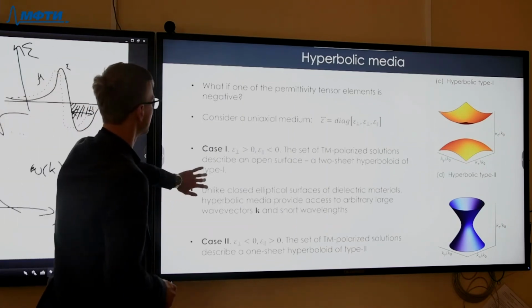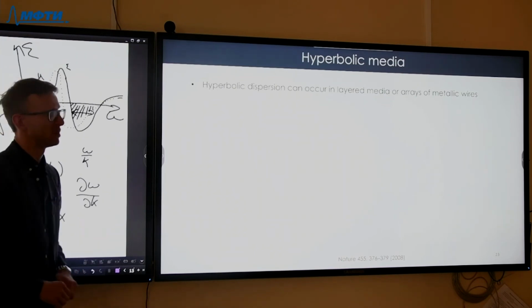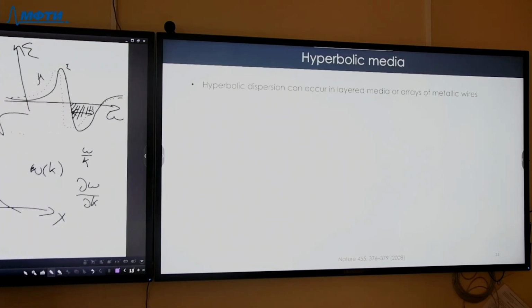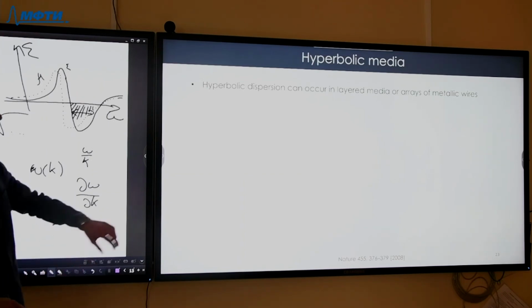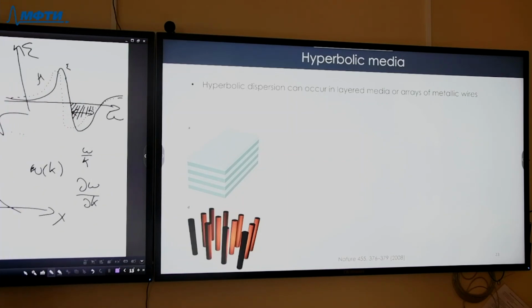Just very briefly, I'm going to mention how we can engineer hyperbolic media. Again, they are very rare in nature. They do happen, as I mentioned previously, unlike negative index media, but they are quite scarce, and they can usually be found at infrared and near-infrared frequencies, and not in the visible range. If we want to engineer a hyperbolic medium in the visible range, we can use something like this.